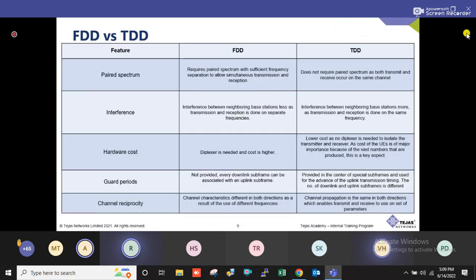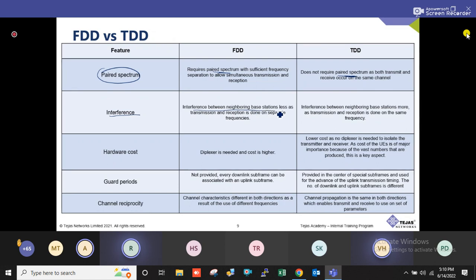Okay. So I will move to this particular slide, wherein I think there were a few doubts about what you mean by FDD and TDD. I think everyone understands now. What are the differences? What are the pros and cons? We'll understand. If you look at paired spectrum, the first feature, here we require a paired spectrum. Here we don't require a paired spectrum. It's a single one.